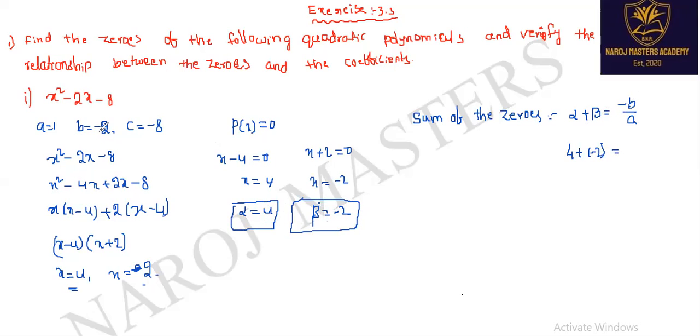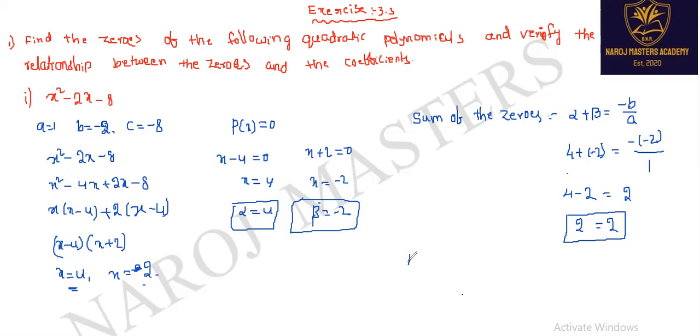What is the b value here? Minus 2. So minus of minus 2 by, what is the a value? a is 1. Okay. So 4 minus 2 here, minus of minus is plus 2. So on the left hand side 2 and on the right hand side 2. So it is verified on LHS and RHS. Both the values are the same. Then it is verified.